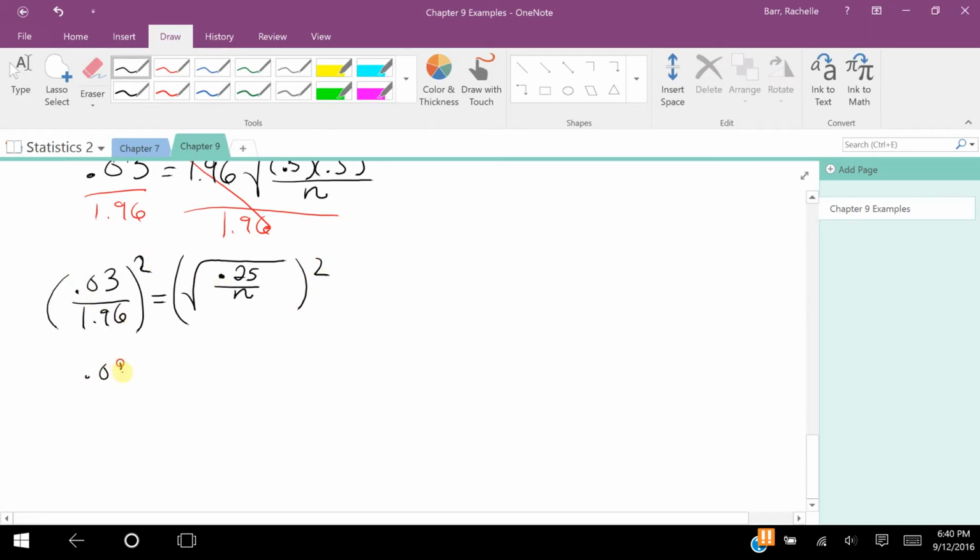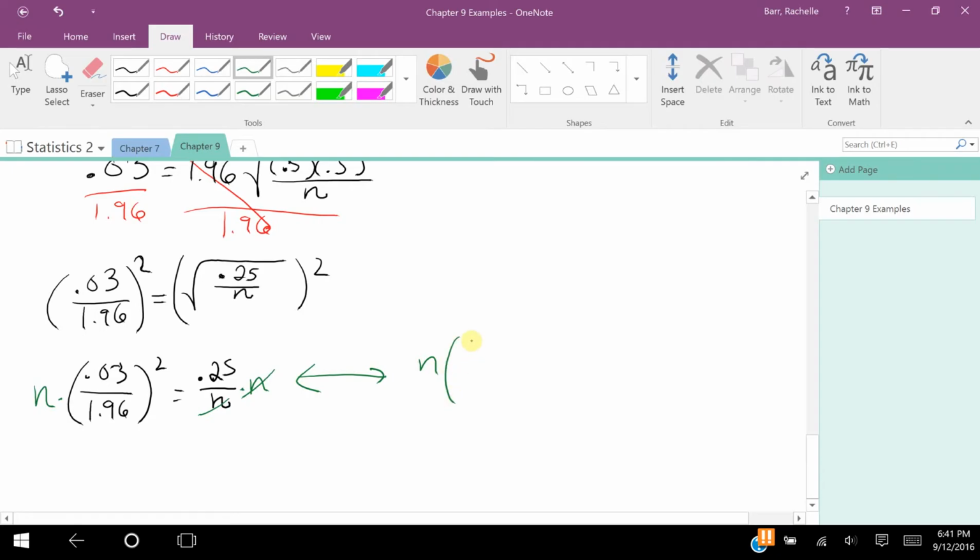So I get 0.03 divided by 1.96 squared is 0.25 divided by n. And I'm going to multiply both sides by n. These two will cancel each other because you're both dividing and multiplying by n, so you're essentially doing nothing. Those two are opposite actions and undo each other.